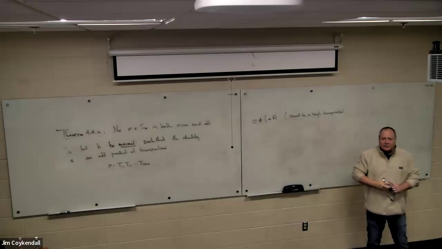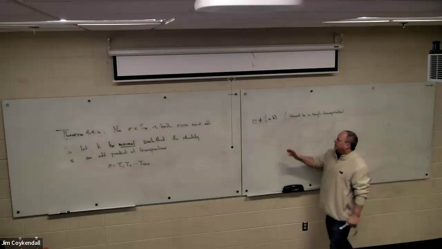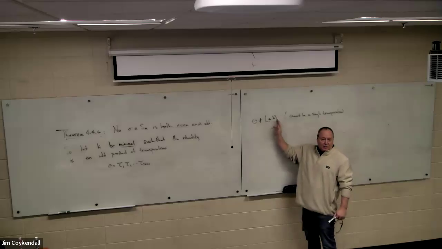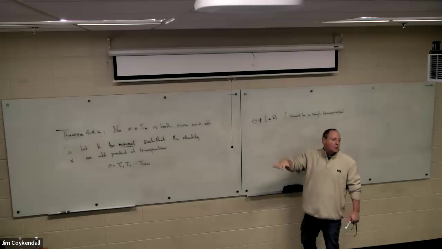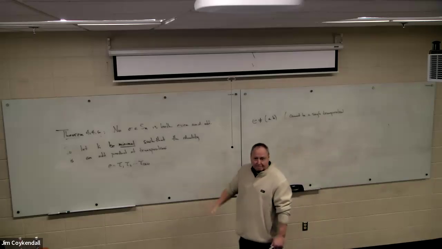There's no way the identity can be a single transposition, right? Because what this means is A goes to B and B goes to A, and so the identity takes A to A, while this thing takes A to B. Game over. Everybody agree with that?